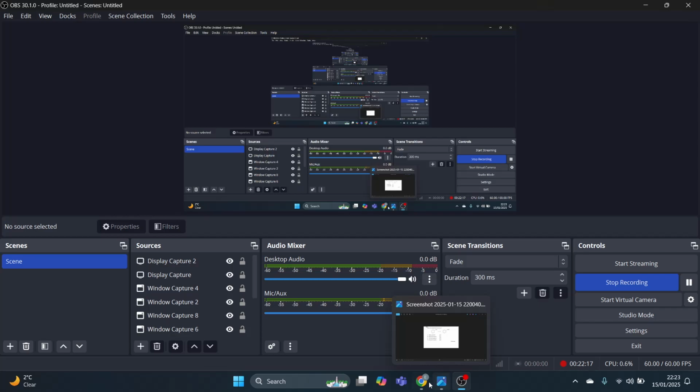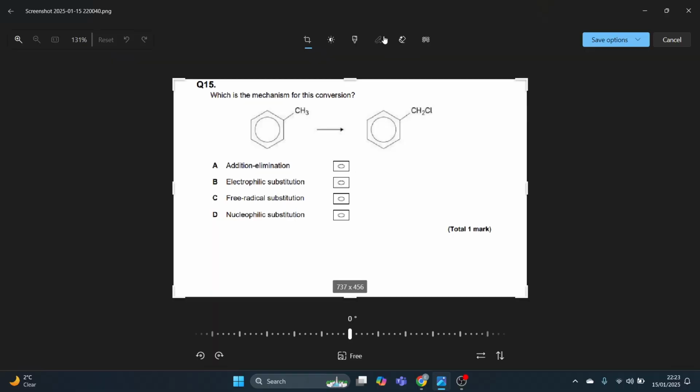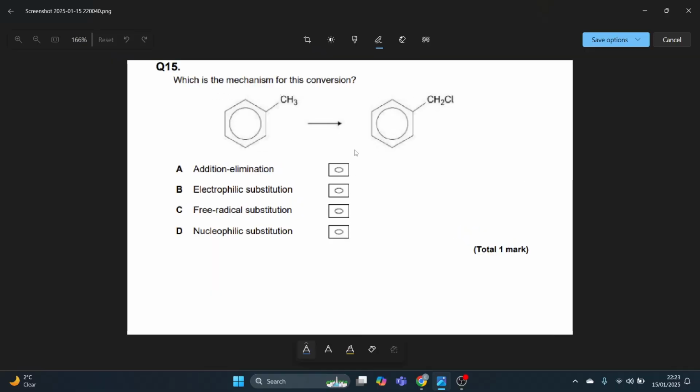Question 15. Which is the mechanism for this conversion? This one is tricky. Nucleophilic addition elimination, electrophilic substitution, free radical substitution, nucleophilic substitution. Addition elimination would never happen like this. No. Electrophilic substitution. Remember electrophilic substitution? The nitration, all of that. That's also not going to happen with this. I'm left with free radical substitution and nucleophilic substitution.